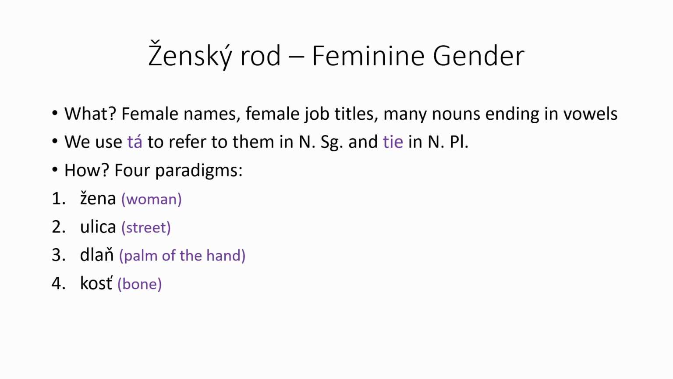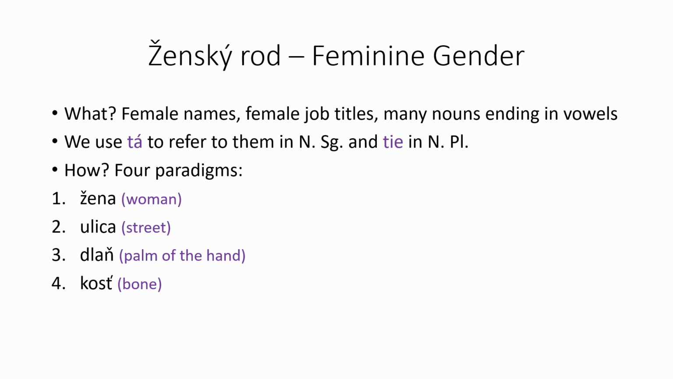Ženský rod, feminine gender. So what is feminine gender used for? Once again, it's used for women, so female names, female job titles, as well as many nouns ending in vowels. However, once again, it's just a guideline. Really, there is no knowing with nouns. You will have to learn the grammatical gender of most words. However, you also have to do that if you learn French or German, so it shouldn't be a surprise here. We use ta to refer to them in nominative singular and tie in nominative plural.